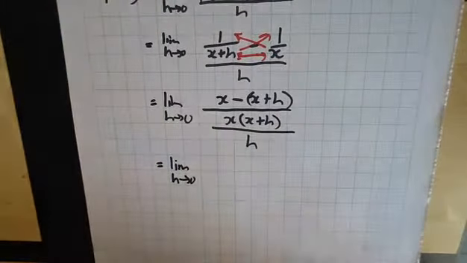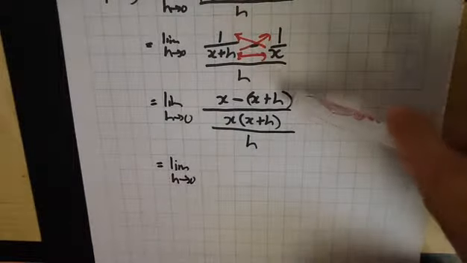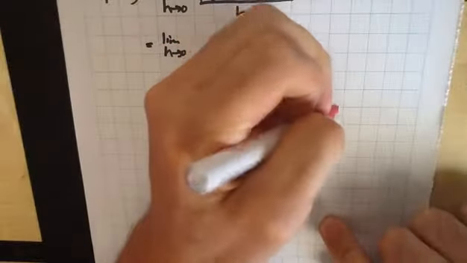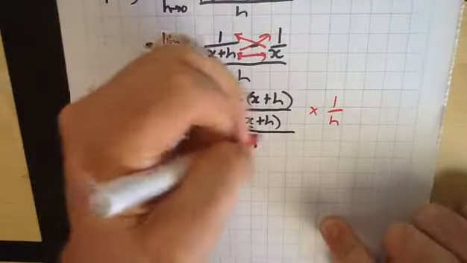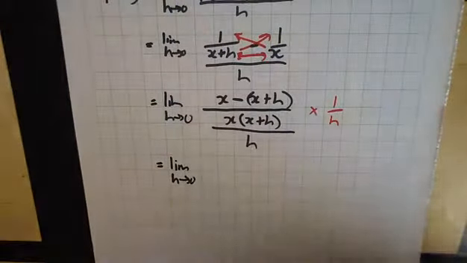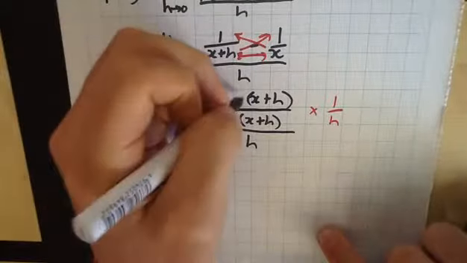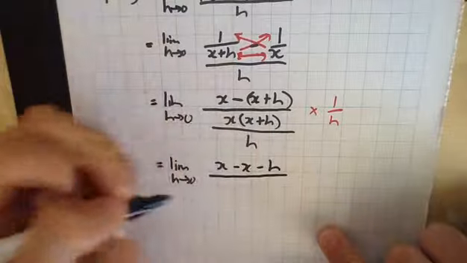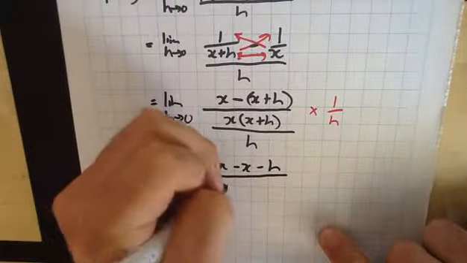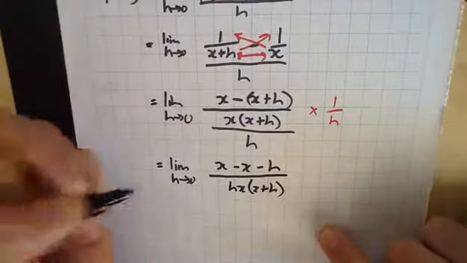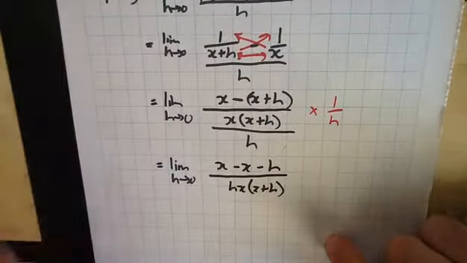Now, this is a fraction divided by h. It's the same as multiplying this by 1 over h. So instead of having divided by h here, I'm just going to multiply this by 1 over h, which gives me, I'll get rid of the brackets on the top, that becomes negative x, that becomes negative h, alright. The bottom gets multiplied by h, so it becomes hx, x plus h on the bottom. Okay, and so then that's what I'm left with.